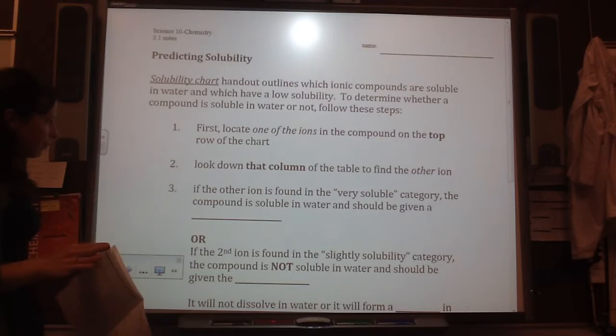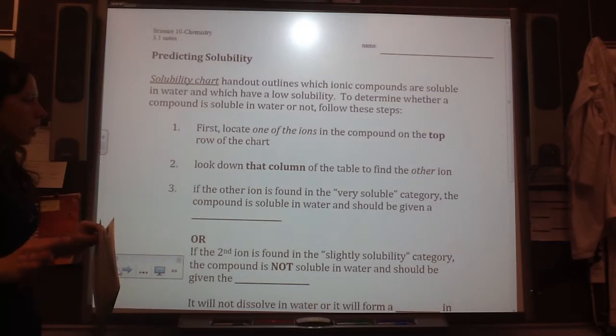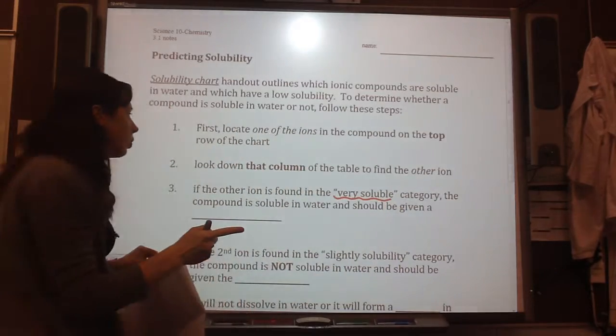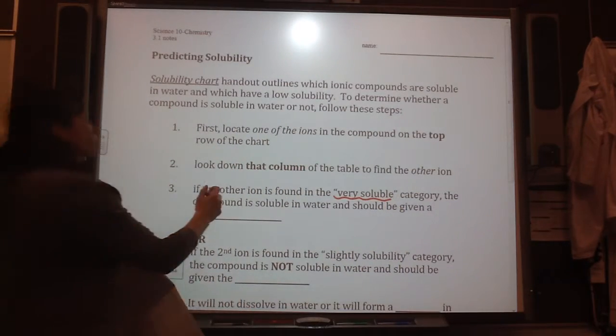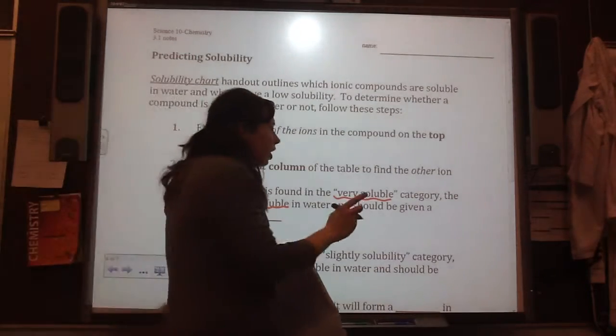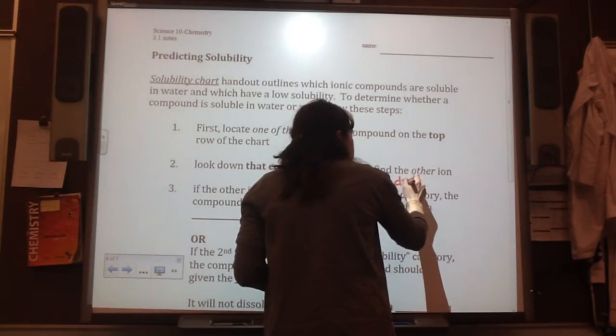Okay, the third step. If the other ion is found in the very soluble category, the compound is soluble in water. So remember, we just talked about that soluble means that it dissolves.